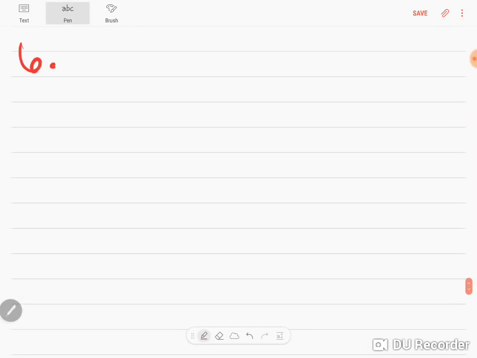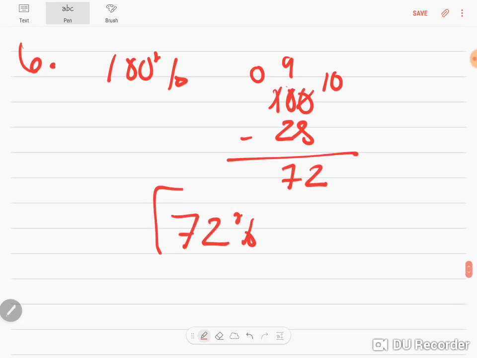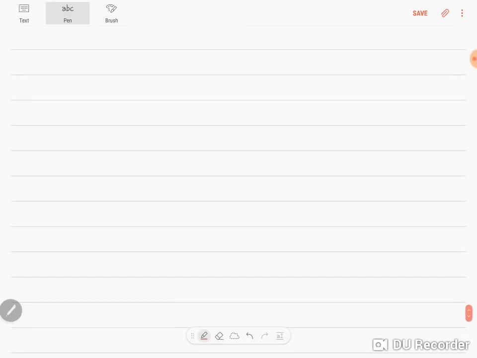Number 6. It says if 28% of the students rode bikes to school, what percentage of the students did not ride bikes to school? A percentage is always out of 100. And if I know that 28% of students ride bikes to school, what I could do is take 100 minus 28. 10 minus 8 is 2. 9 minus 2 is 7. 72% of students do not ride their bikes. Number 7.